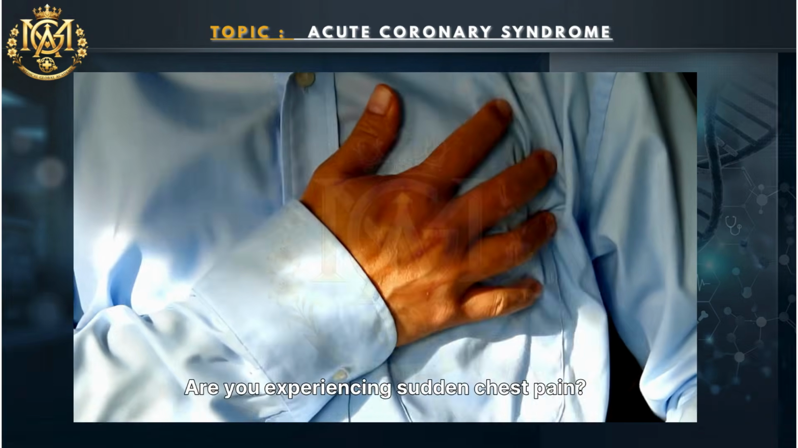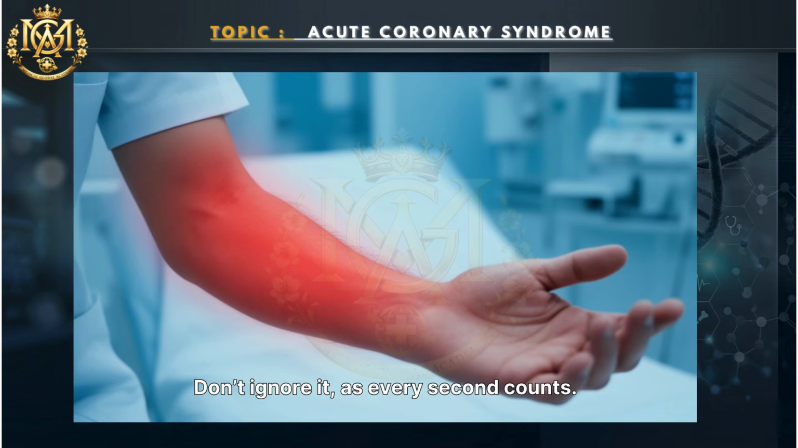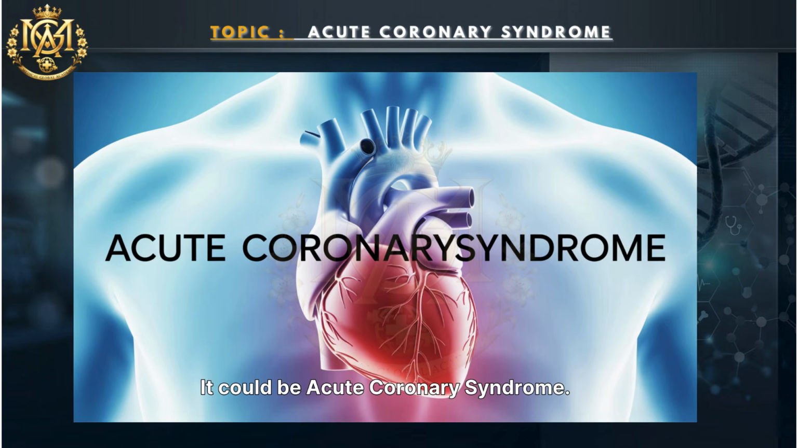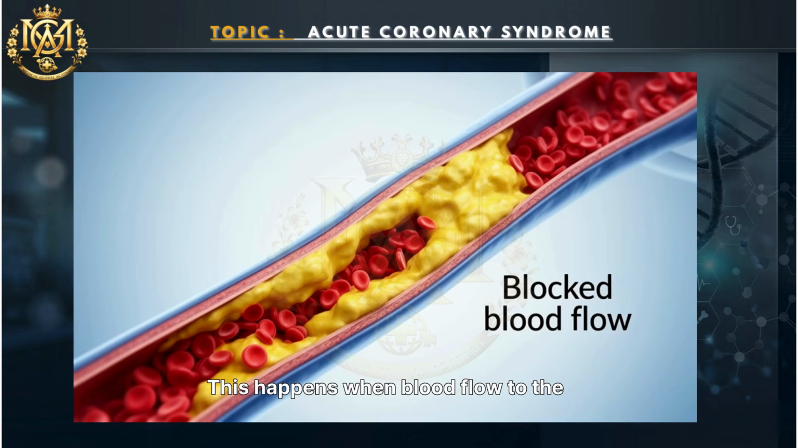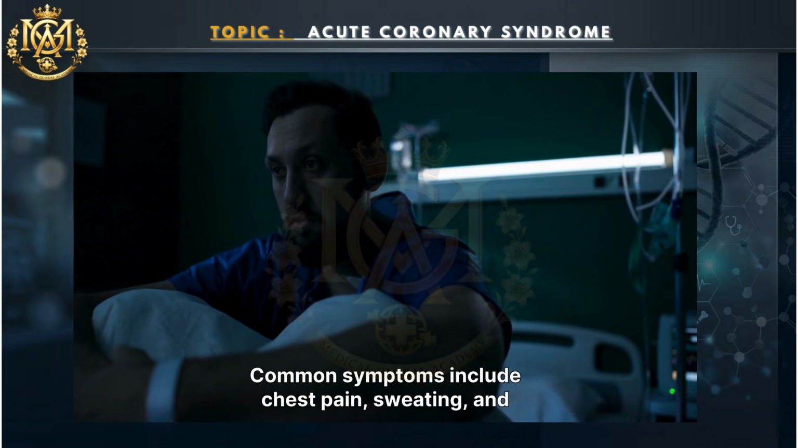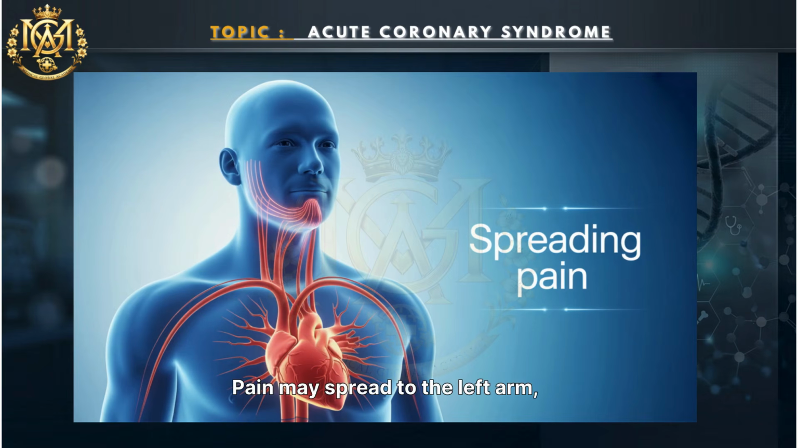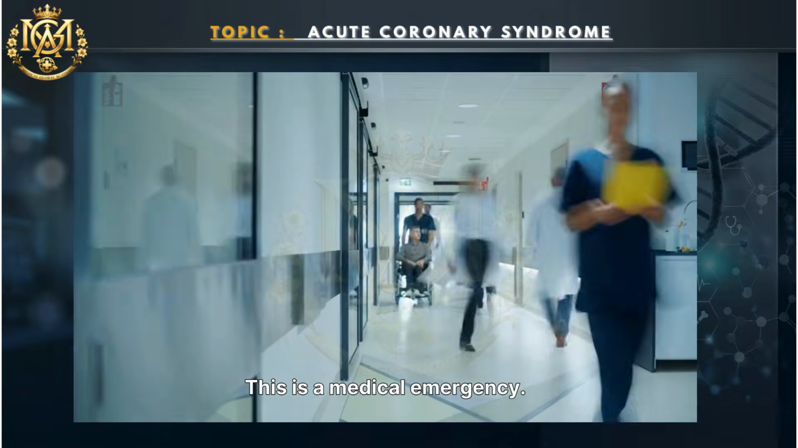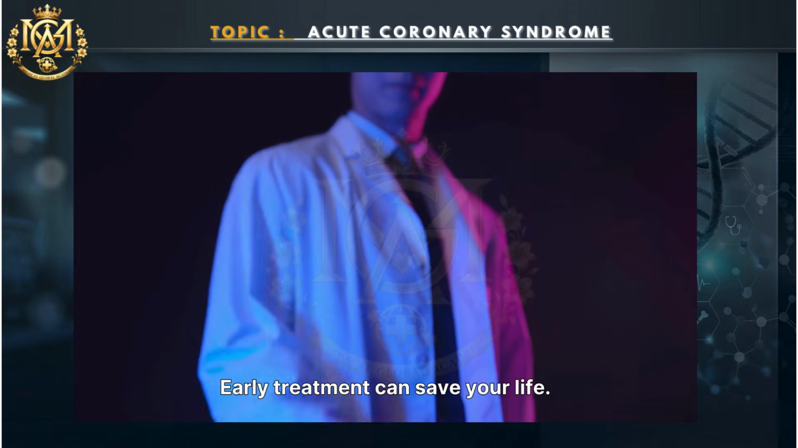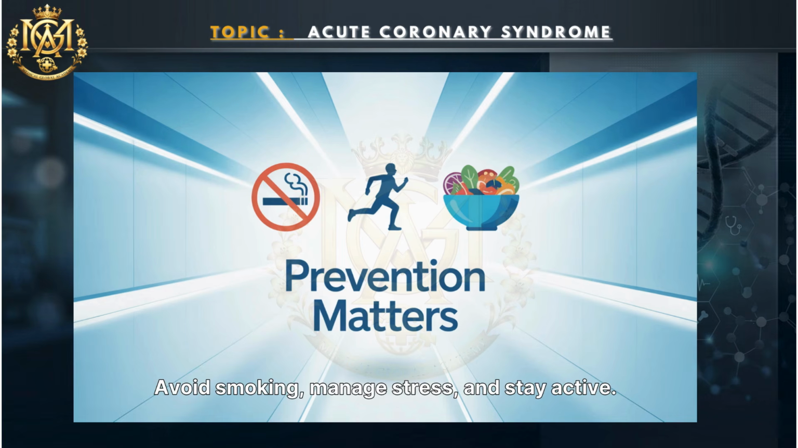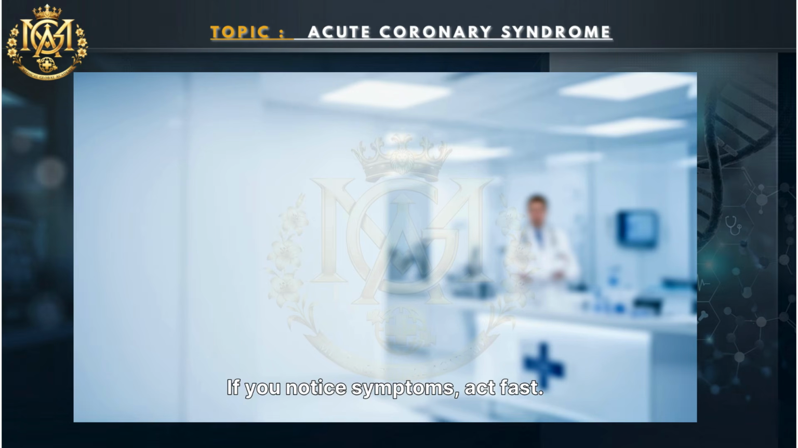Are you experiencing sudden chest pain? Don't ignore it, as every second counts. It could be acute coronary syndrome. This happens when blood flow to the heart is suddenly blocked. Common symptoms include chest pain, sweating, and anxiety. Pain may spread to the left arm, neck, or jaw. This is a medical emergency. Early treatment can save your life. Avoid smoking, manage stress, and stay active. If you notice symptoms, act fast. Save a life.